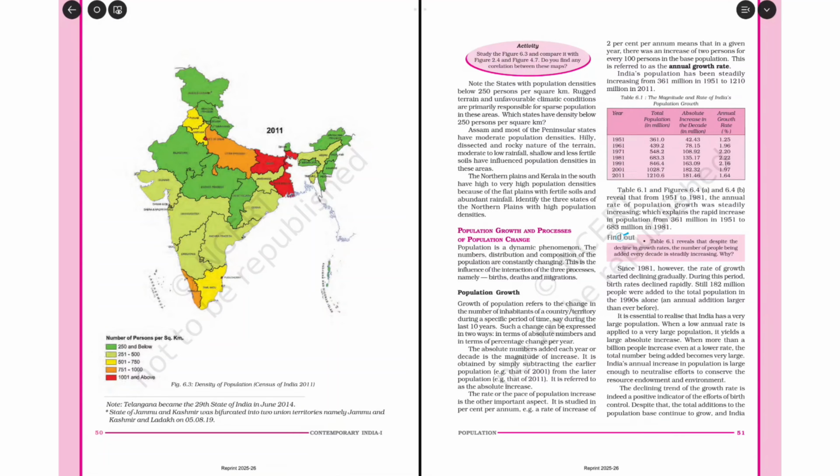So the rate of the engine has slowed down, but the vehicle is so massive that it is still covering an astonishing amount of ground. And the text doesn't shy away from the consequences of that momentum. It states that this massive annual absolute increase is large enough to neutralize efforts to conserve the resource endowment and environment. No matter how efficiently a government tries to manage its forests, its water tables, or its agricultural output, simply adding tens of millions of new consumers every decade constantly threatens to outpace those conservation efforts.